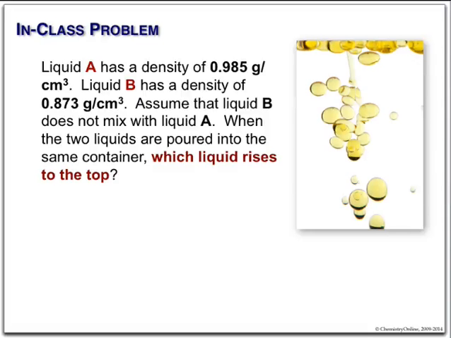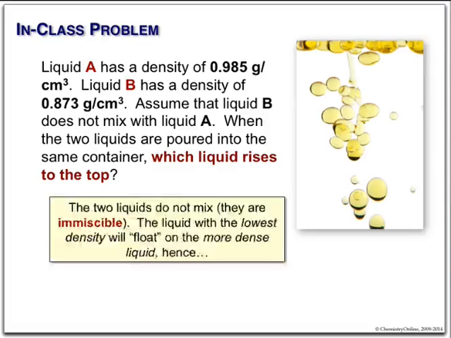Well, quite simply, the cannonball floated on the mercury, right? Because it had a lower density. So the one that has the lowest density is going to float. The fact that they float, that they separate like this, is what's called immiscible. That means that the two liquids do not mix.